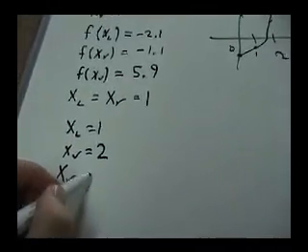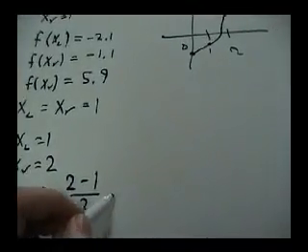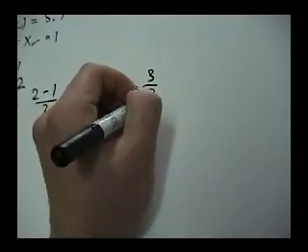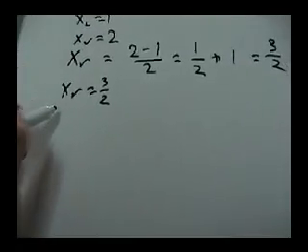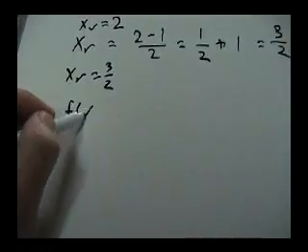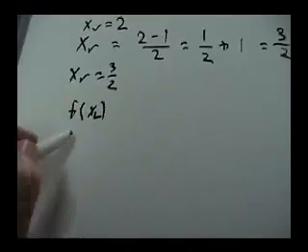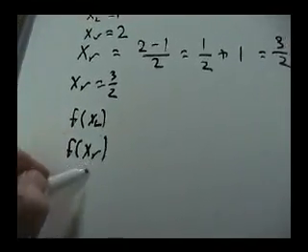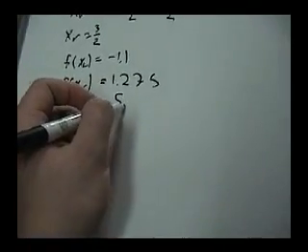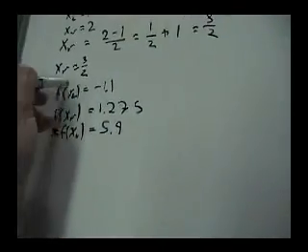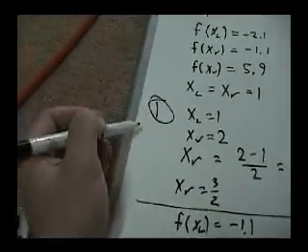So we're going to recalculate our xr. 2 minus 1 over 2 equals 1/2. I just remembered, we've got to add that to our lower value, which gives 3/2. So x root equals 3/2. Alright, so now we calculate f of xl, f of xr, and f of xu, which was 5.9 before. Alright, so hang on, that's one iteration there. That's our first iteration. This is going to be our second iteration.